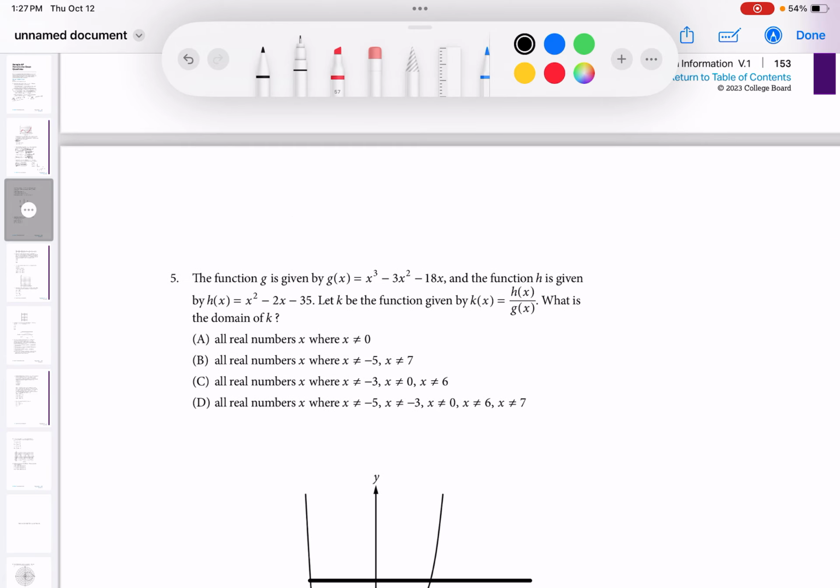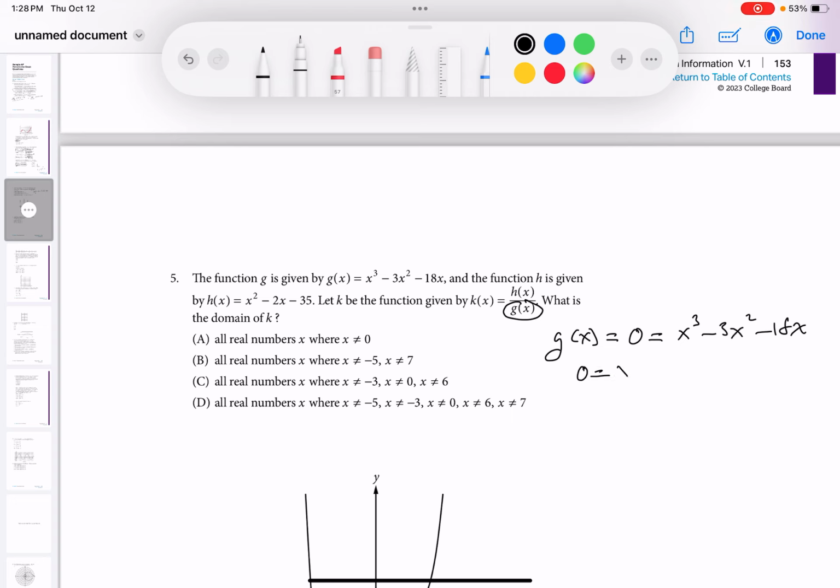And the next one says that you're given a function g, and I read that. It's a polynomial, cubic. And a function h is given. I see that h is quadratic. It says k is a ratio of those two. And this says, what is the domain? Well, it's a rational function, so I can't let g be 0. So let's write this down. g of x is equal to 0. When does that occur? I don't know. So we get x cubed minus 3x squared. This can't happen, by the way. If this happens, this is not in the domain of the problem.